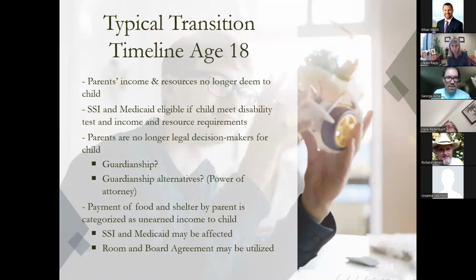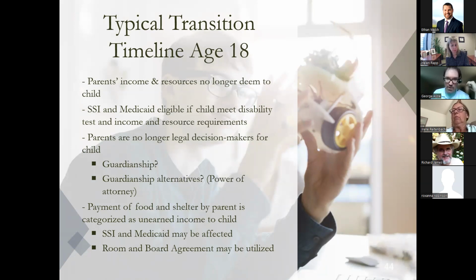So what does that mean? Well, parents are no longer automatically the decision makers for them. It is usually prudent to then obtain guardianship or some other legal ability to act on your disabled adult child's behalf now, whether that be appointed as a court-appointed guardian or have that child execute a durable power of attorney so that you can act on their behalf as their agent.